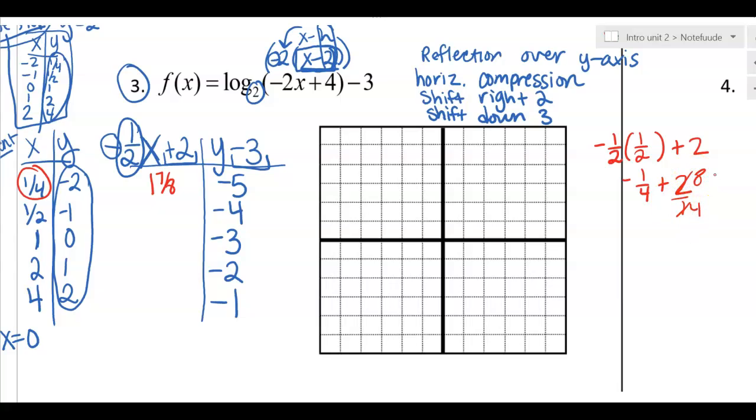So we want to add -1/4 plus 8/4, which is a denominator of 4, and -1 plus 8 gives us 7. If you don't like the way that number looks, think about how many times 4 goes into 7, 1 whole time with 3 left over. So that's 1 3/4.